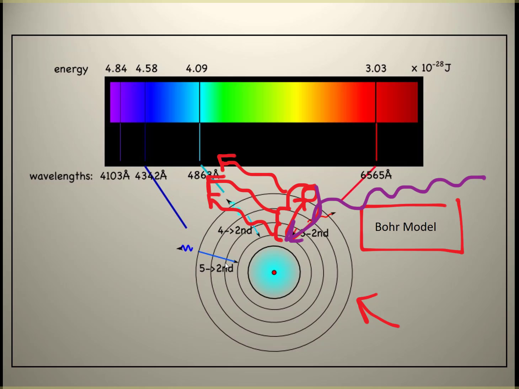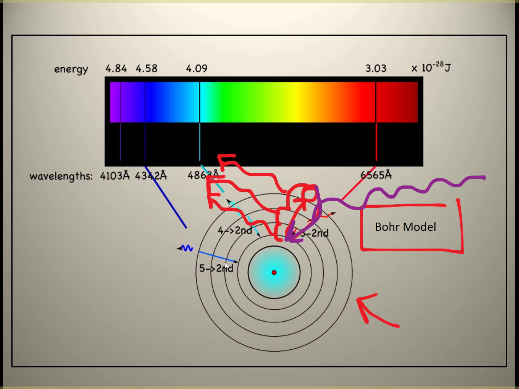From this, Niels Bohr was able to come up with a model of what's happening with the electron. We know the electron's not in the nucleus, but what is it doing? The Bohr model says that the electrons are going around like planets around the sun, in orbits around the nucleus. We don't see this orbital theory or the Bohr model being true anymore. There's another model that we use now.